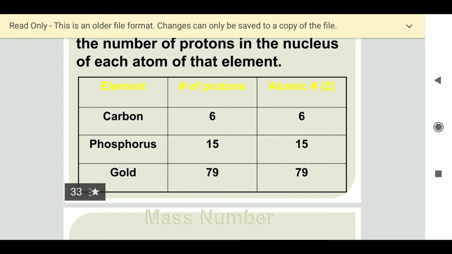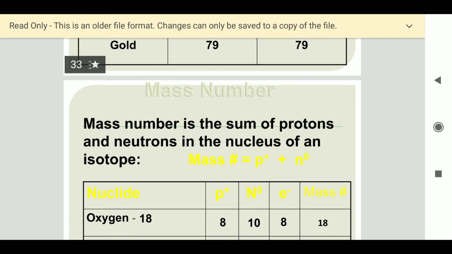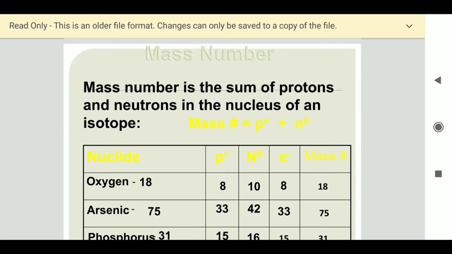So the number of protons will be equal to the atomic number, and mass number is equal to the number of protons plus the number of neutrons. So here I have written the formula also. The mass number is the sum of protons and neutrons in the nucleus of an isotope.